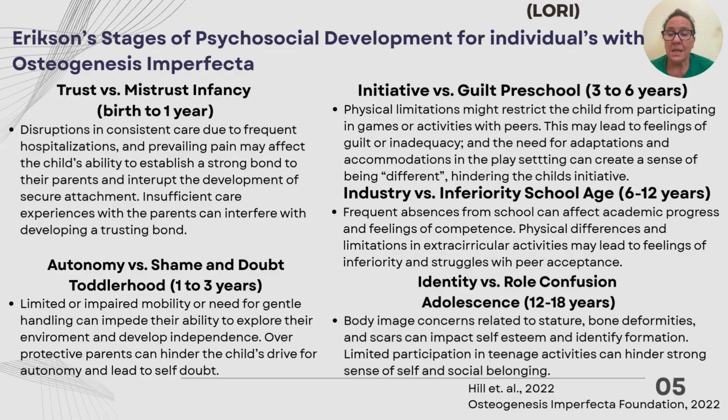Overprotective parents can hinder their child's drive for autonomy, and this can lead to self-doubt in the child. The parents want to protect their child from possibly being injured again, because depending on their degree of OI, they can fracture really easily.